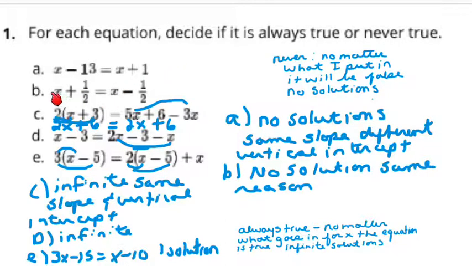B is exactly the same. The slopes are 1, the y-intercepts are 1/2 and -1/2. So they're going to be parallel lines that are going to never cross.